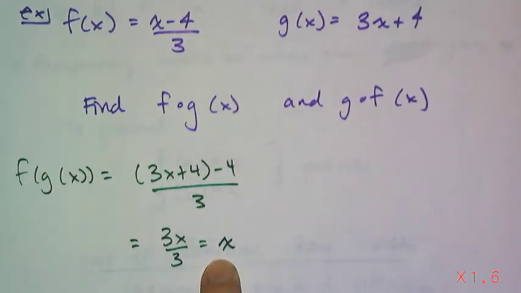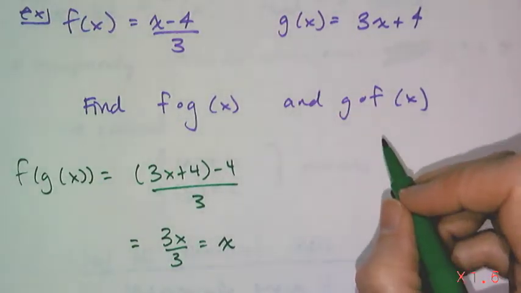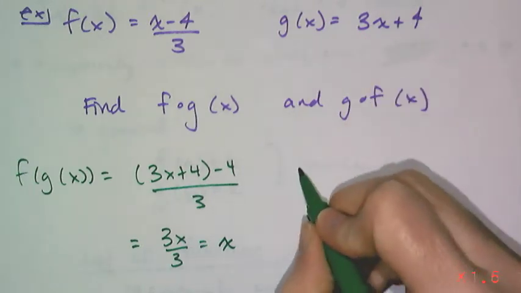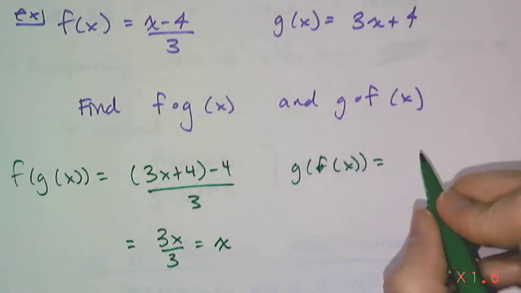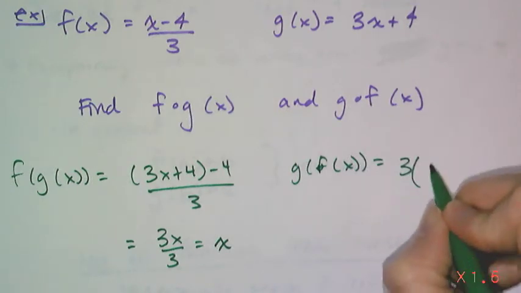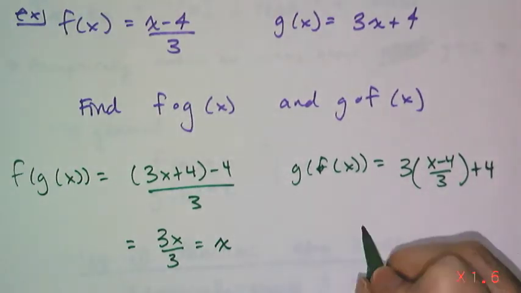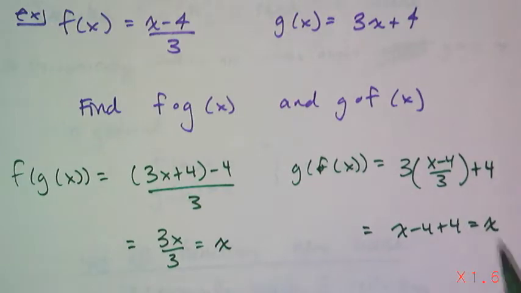I wonder what's going to happen when I composite g of f of x. And so same deal, I'm going to plug in f of x into g of x. And so g of f of x is 3 times x minus 4 over 3, plus 4. And when I simplify that, I get x minus 4 plus 4, or hey, x.